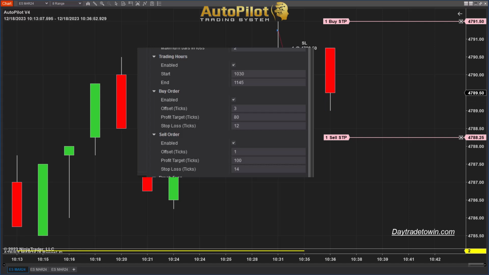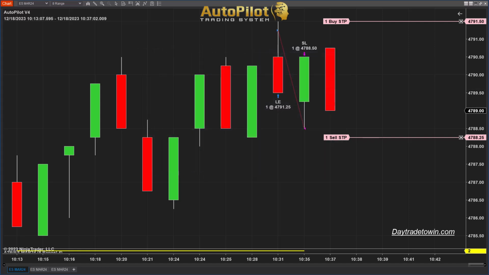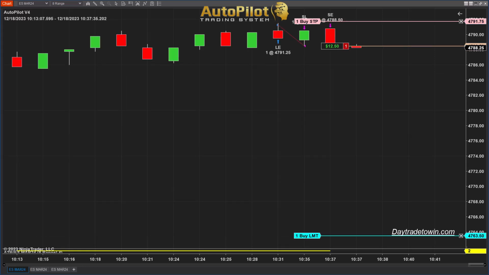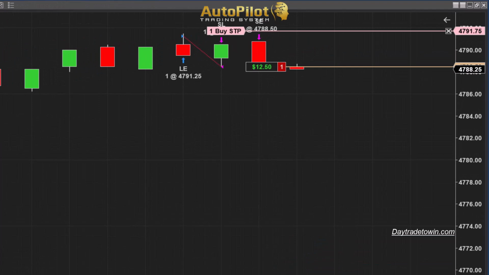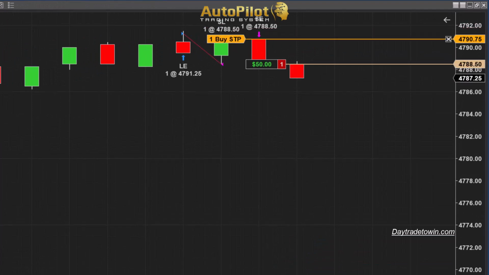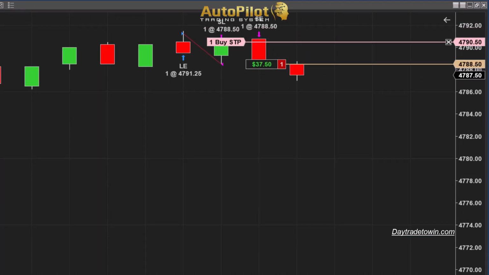Now you can adjust it. This is just a recommendation. This is what we have in the settings. Some traders don't wait for the 100 ticks. Some traders only want 20 ticks or 10 points, let's say. They don't want the larger target.